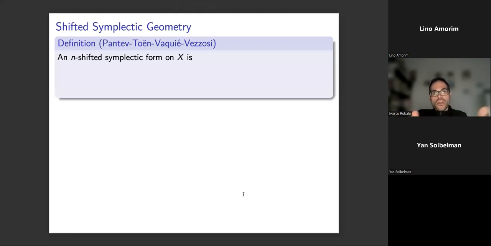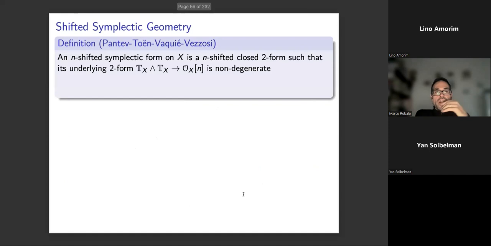I mean, I don't have a way. Pantev, Toën, Vaquié, and Vezzosi introduced this way, which is to look at, if I have a stack, an n-shifted symplectic form is an n-shifted closed 2-form, so something that I just mentioned, but where I ask that the underlying 2-form, a bilinear form which lives in cohomological degree n, is non-degenerate.